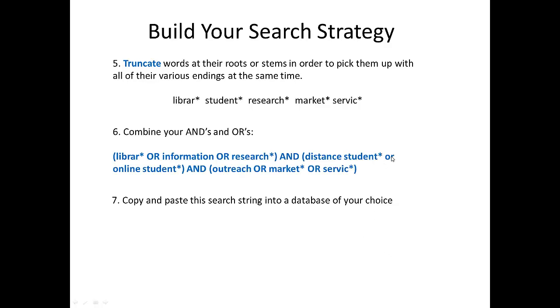Next, let's combine our ands and ors to create what we librarians call a search string. Remember, the ors need to be in parentheses, and then you put the and in between each concept. So we'll have my concept of libraries, so it's librarians, information or research, with parentheses. Then I'm combining that with my second search term and all of its synonyms, and my third search term with all of its synonyms.